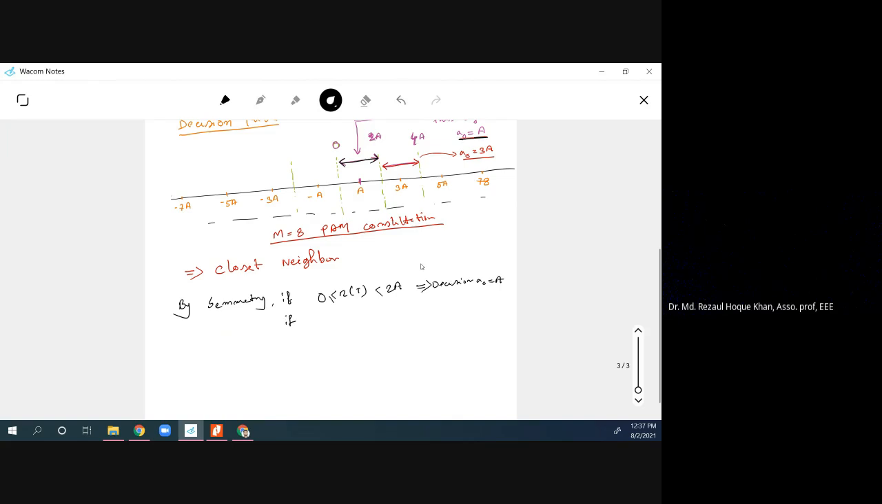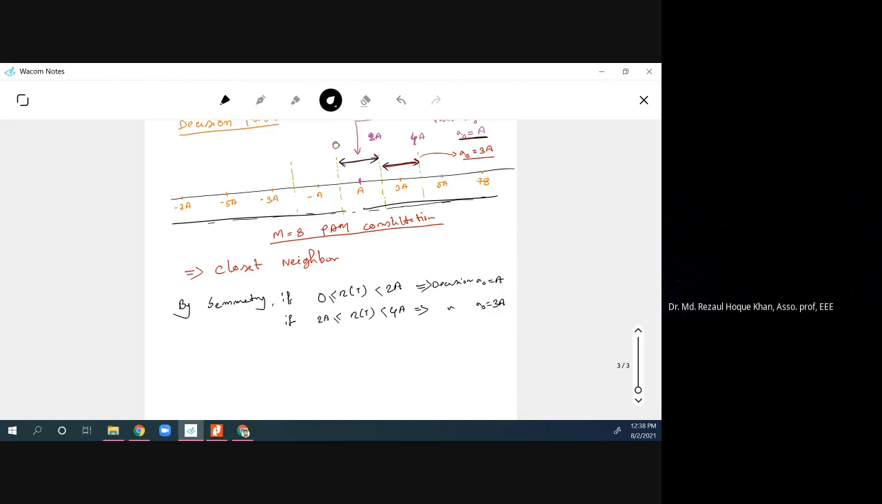If RT is in this region, greater than twice A to 4A, what is the decision? The decision A0 will be 3A. Likewise, that's why I'm not writing the other parts. Whatever you decide in this region will be the same as in this region. So because of this symmetry, I do not have to write it repeatedly.